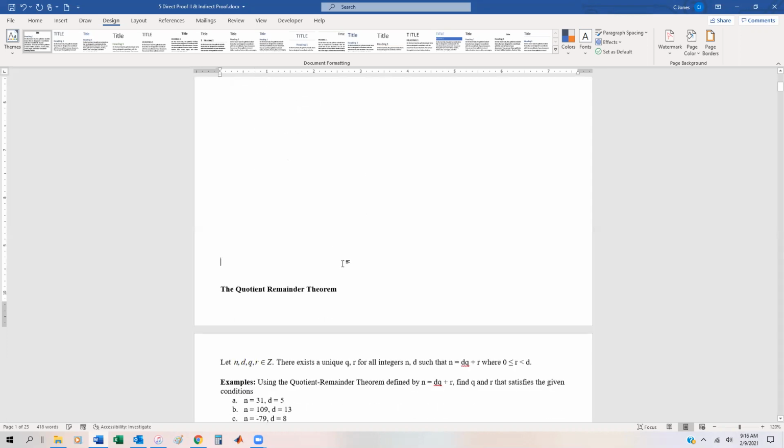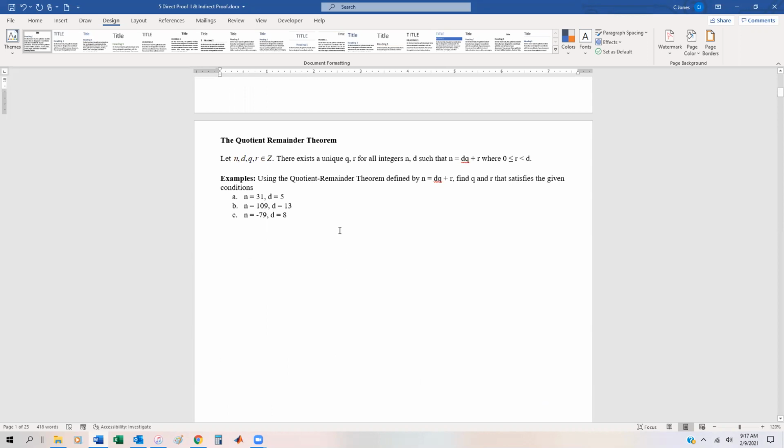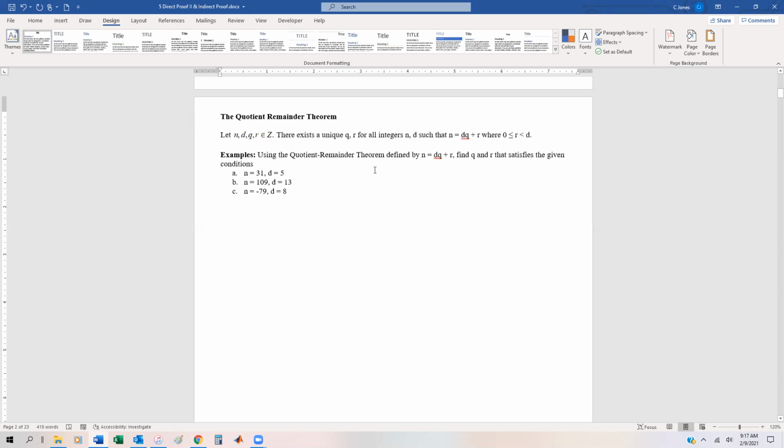So let's start out with our quotient remainder theorem. The quotient remainder theorem suggests that any integer can be written in this form, n equals dq plus r. So if we have an integer n, r is going to be less than d, but r is greater than or equal to 0. And so why would we want to do that? Well, we'll see a few proofs as to why that might be useful for us later. But for right now, let's just go ahead and apply the quotient remainder theorem.